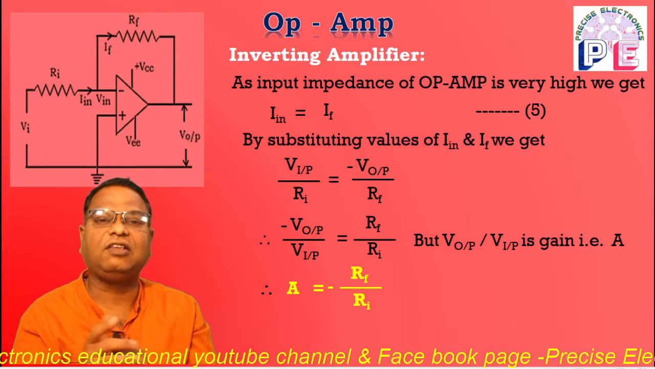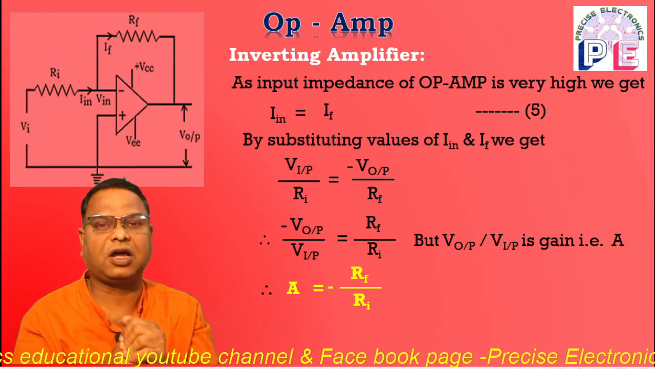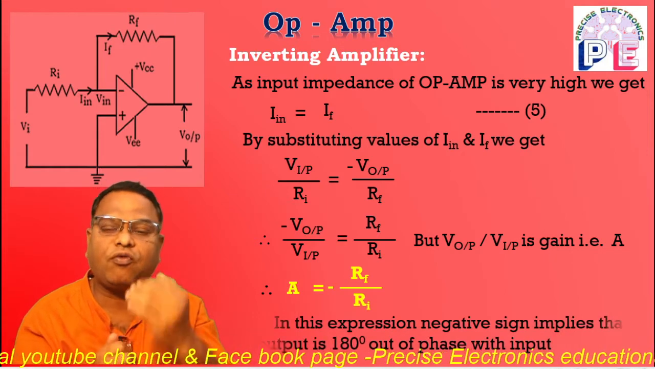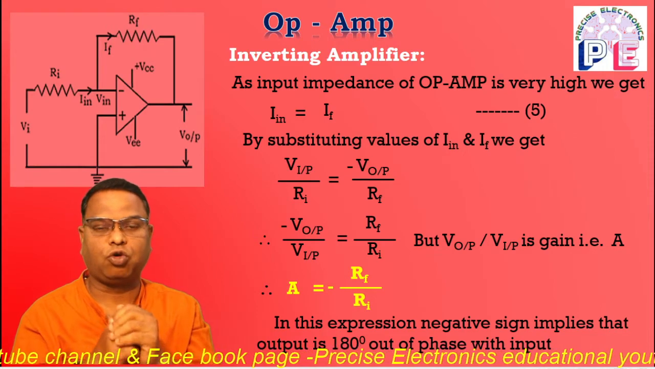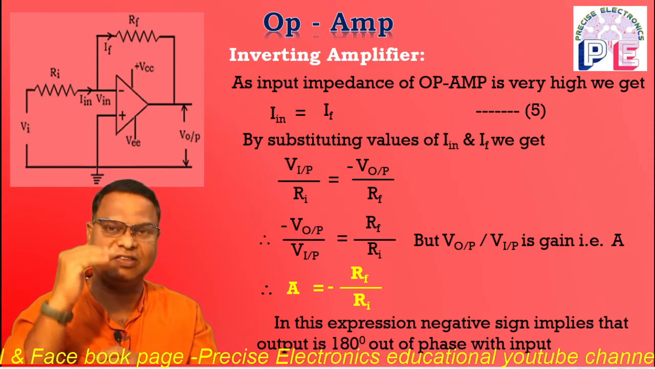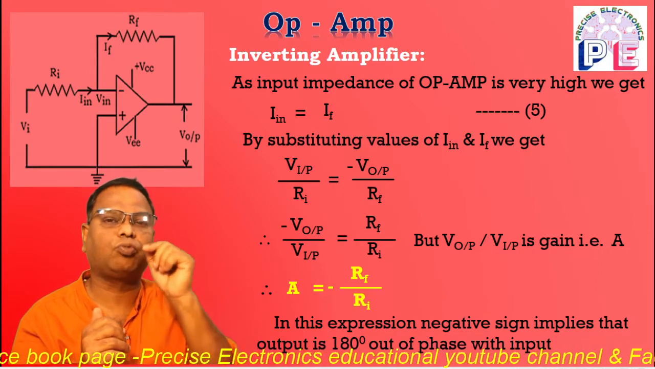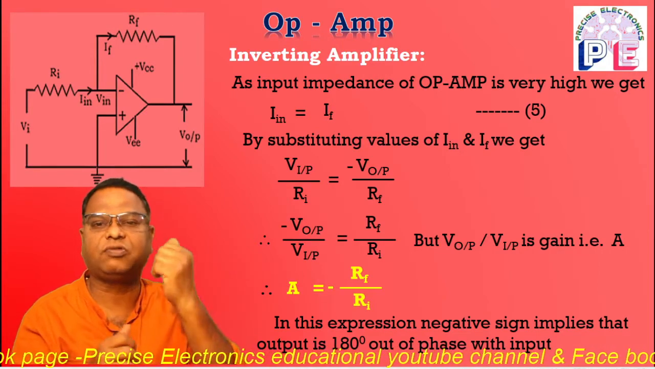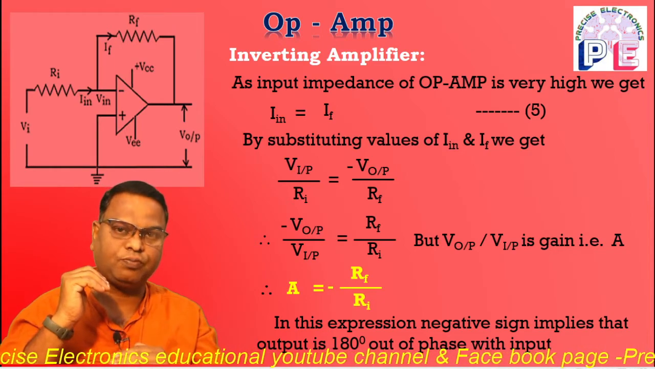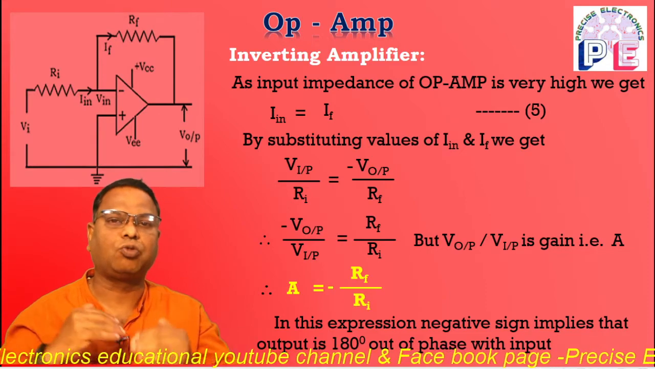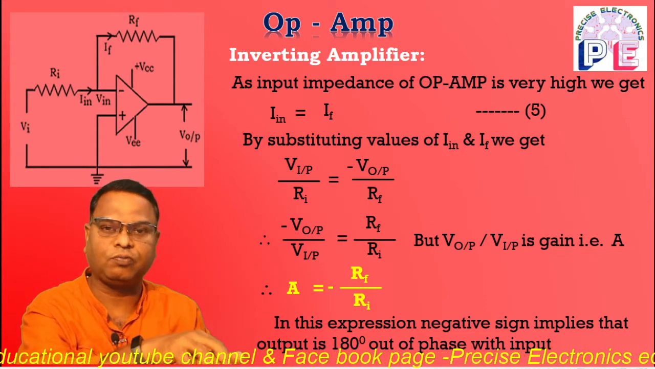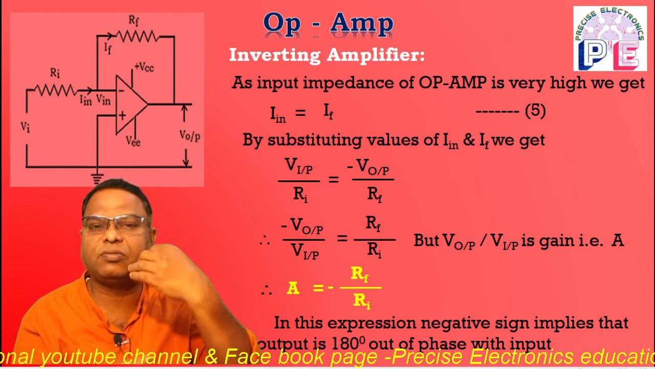So gain is equal to minus RF upon Ri, and this minus sign indicates the output is out of phase with the input. Output is 180 degrees out of phase with the input. That means the gain A is equal to minus V output upon Vi. So gain becomes negative. That means if the input is positive, output becomes negative. If input is negative, output becomes positive. That means if a high input is applied, output becomes low. If a low input is applied, output becomes high.